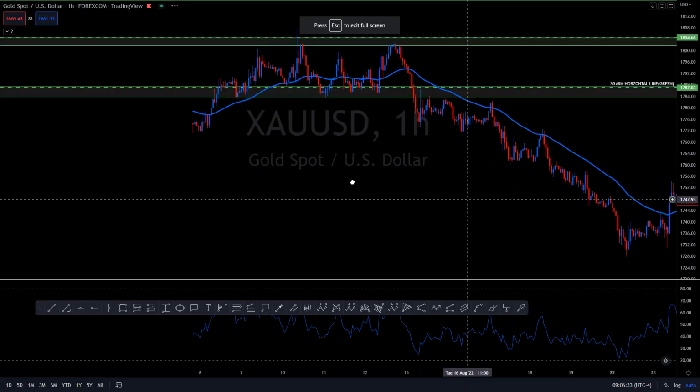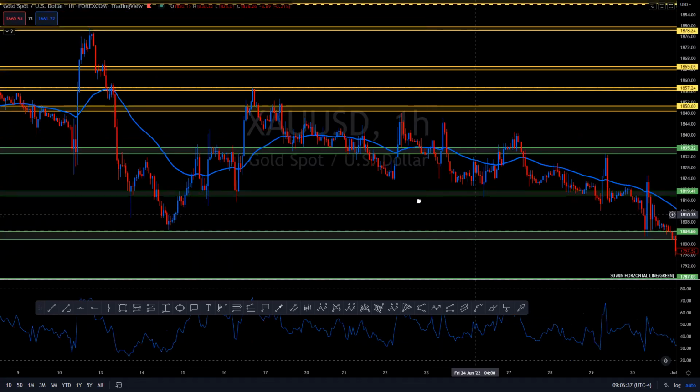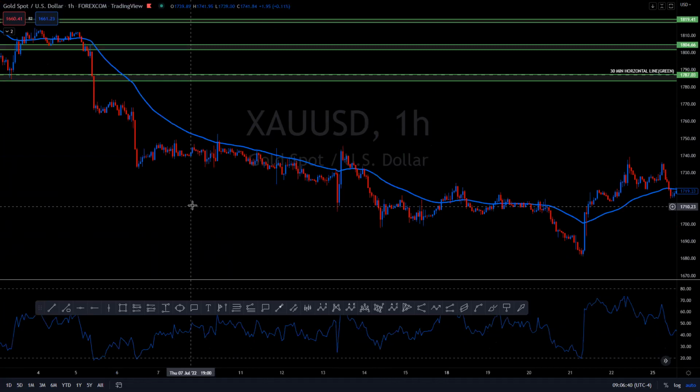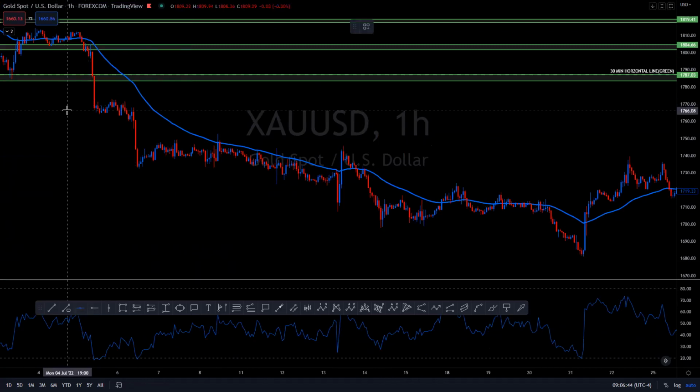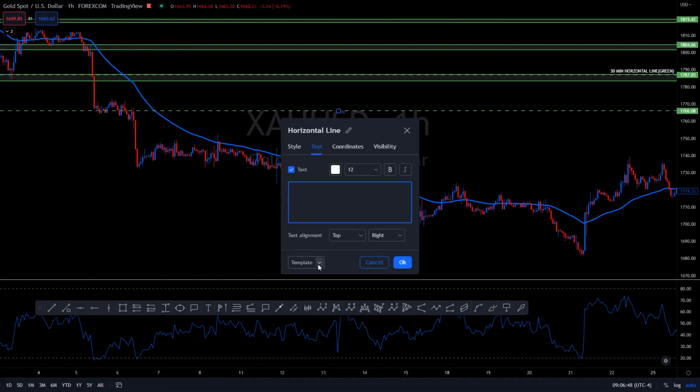So all the way back here, we can see that there is a base supply zone here. That's what made price drop all the way down to this point. So we make this red.